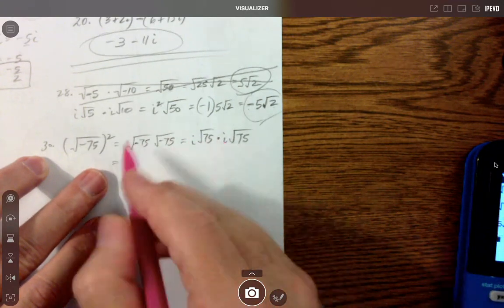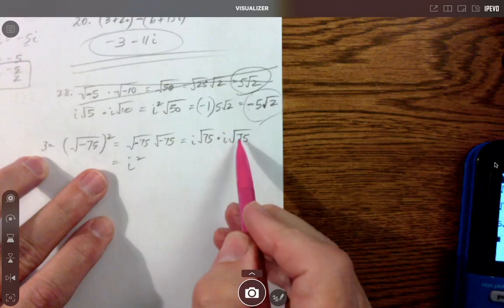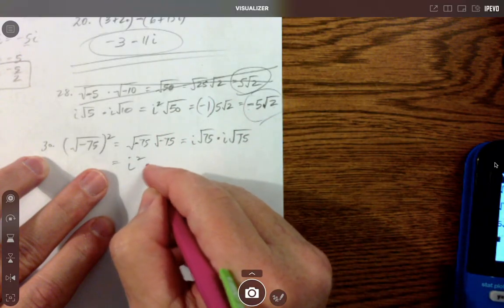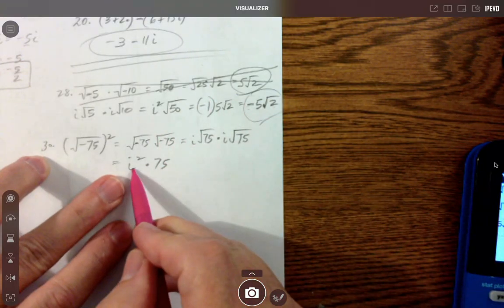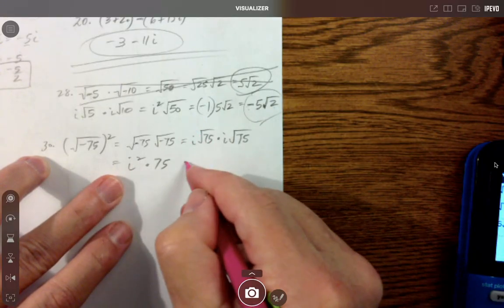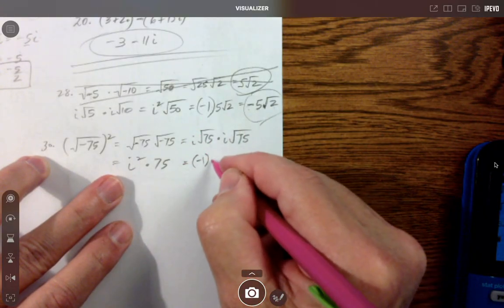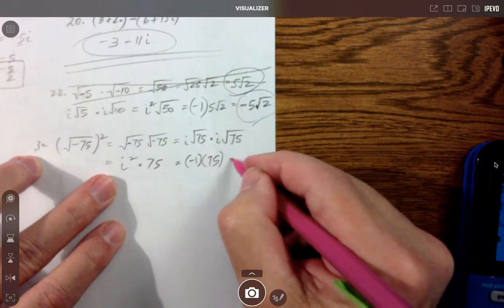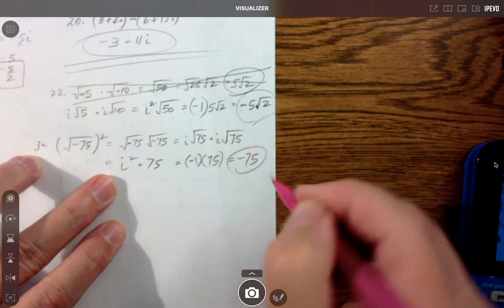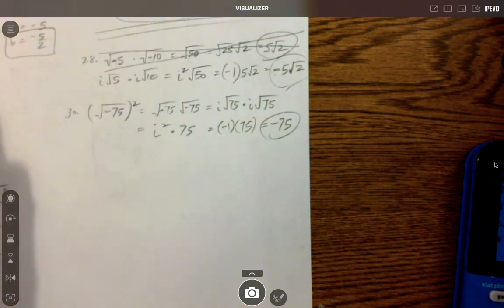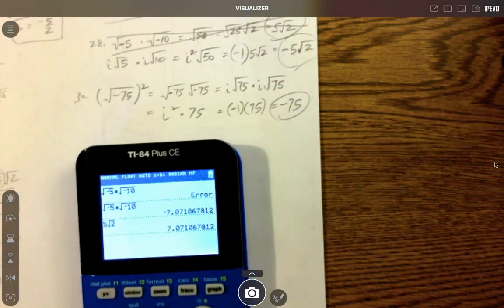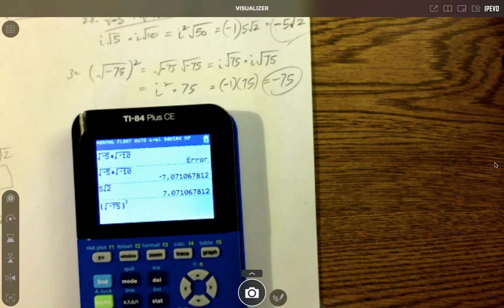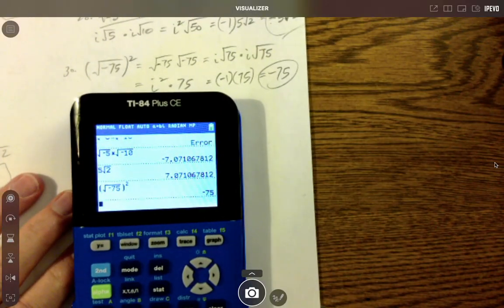All right, now i times i is i squared. And the square root of 75 times the square root of 75 is just 75. Remember, i squared is just negative 1. So this is negative 1 times 75. So I end up with negative 75. All right, let's check that. So parentheses, square root, negative 75. Close it, square it. We should get negative 75. And we do.